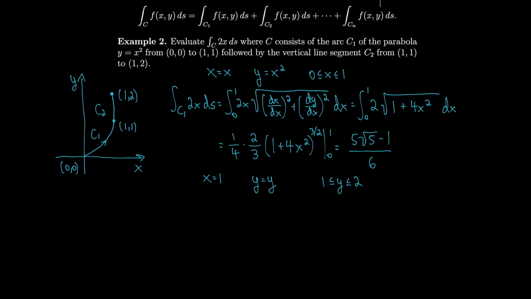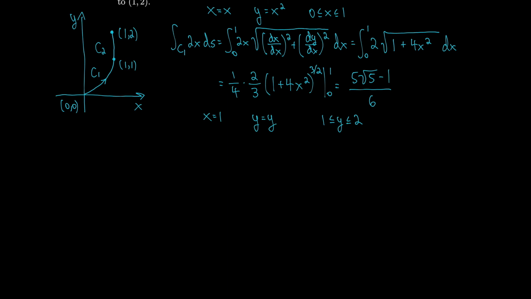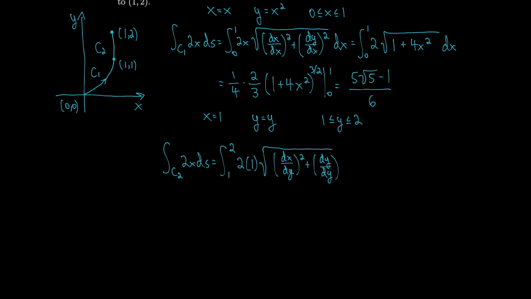So this means that we get, let's see, the line integral over C2 of 2x ds. So that'll just be the integral from 1 to 2 of 2 times x, which is just 1. Then the arc length, so the square root of (dx/dy) squared plus (dy/dy) squared, because now y is our parameter. And we have everything with respect to y. So that'll be the integral from 1 to 2 of 2 dy, because notice this derivative is 0. This one's 1, so we just have the square root of 1 squared. So that's just 2.